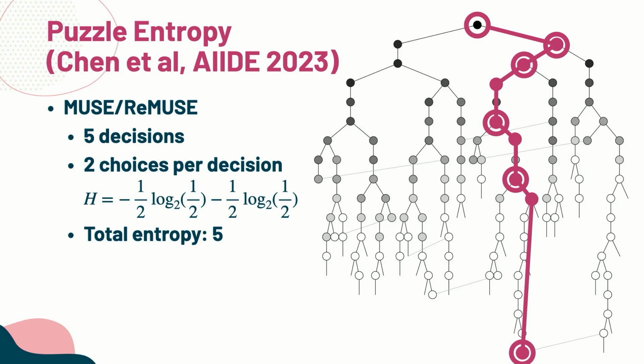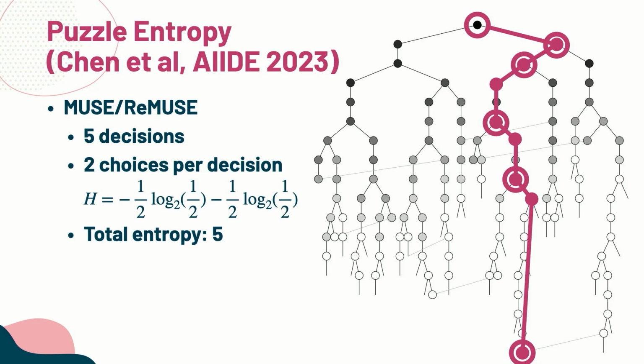And if we do this entropy calculation, which is just a standard formula here, it says, well, hey, there's 2 items. It takes 1 bit to tell you which of the 2 items to take. And so it would say that the entropy of this particular solution is 5 because there are these 5 decisions you have to make, and each one takes 1 bit to communicate.